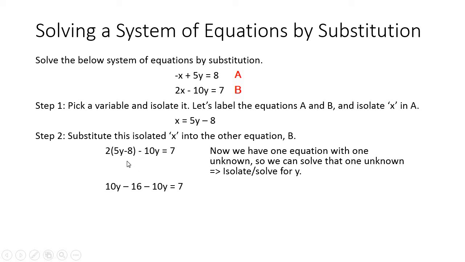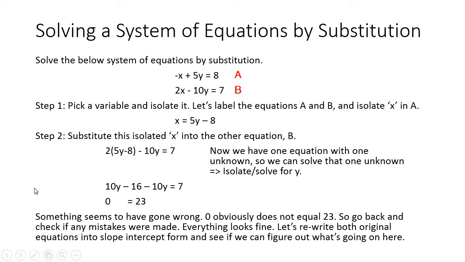So multiplying out this bracket here, we have 2 times 5y is 10y. 2 times negative 8 is negative 16. Carry down the negative 10y and the 7. And this is very interesting. 10y minus 10y is 0. Your y's actually cancel out. They go away. And then I move the negative 16 over to the right-hand side, which became a positive 23. And so we got 0 equals 23.